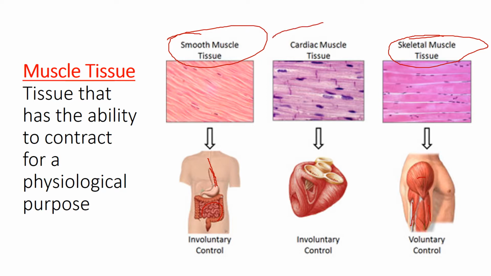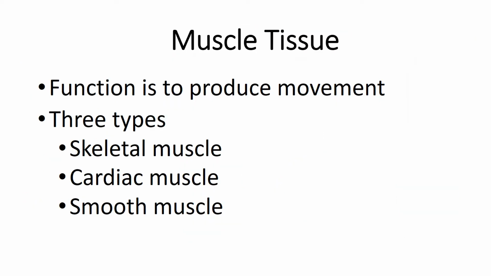And then, of course, you have cardiac muscle tissue, which is involved with the heart. So again, three different types of muscle tissue: smooth, cardiac, and skeletal. Skeletal is what we're most familiar with because that's what we see. When you work out in the gym, you're trying to develop your skeletal muscles. But when you're doing aerobic activities, you're developing your cardiac muscle as well.